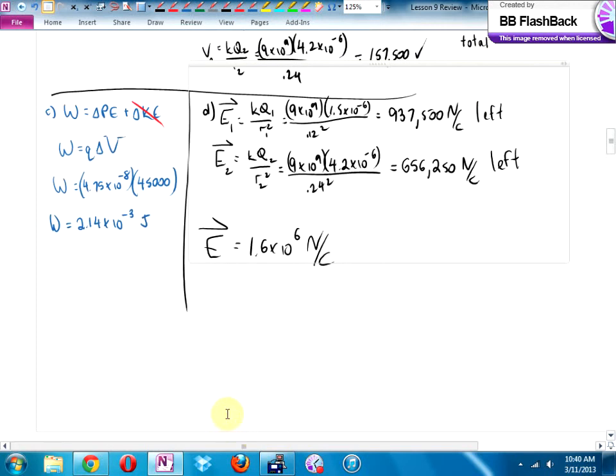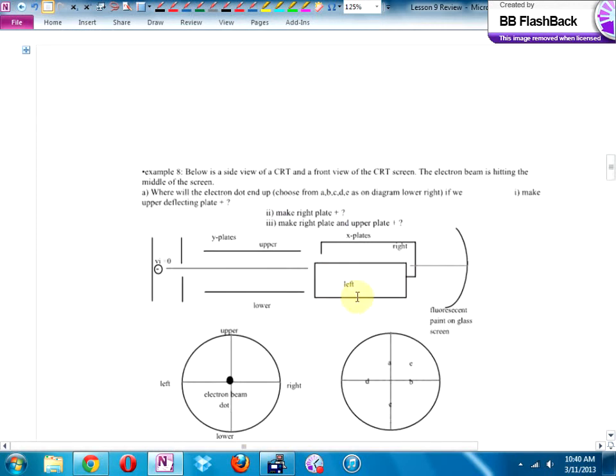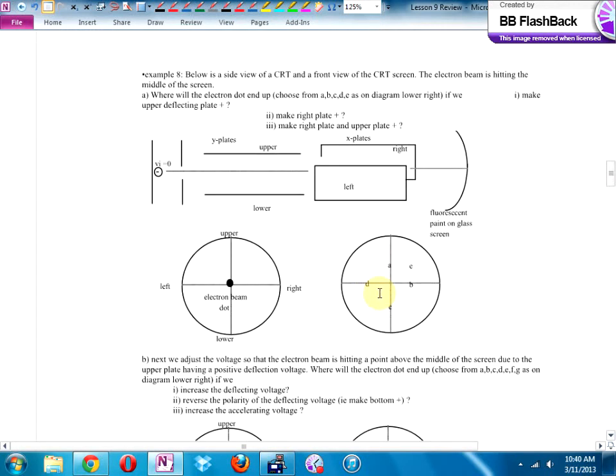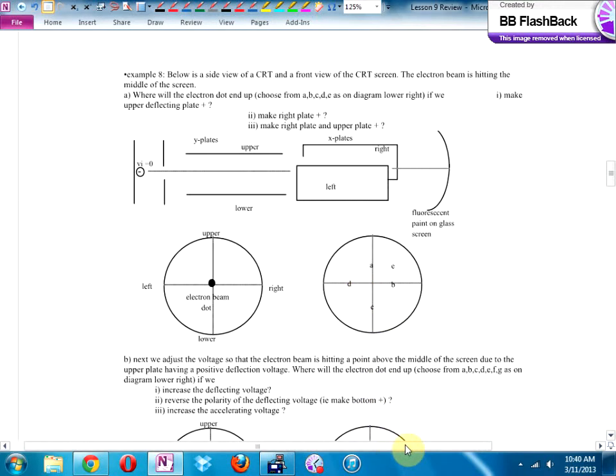Turn the page. Let's look at the TV again. Can you wait for 10? Okay, it's nearly done. Example 8. Remember the cathode ray tube, the TV? We looked at this on Friday. Let's look at it in a bit more detail.